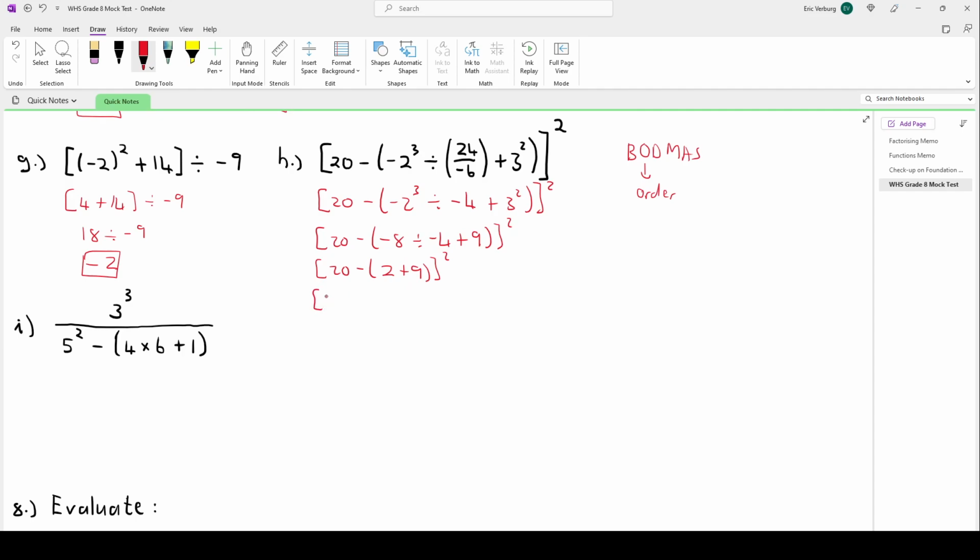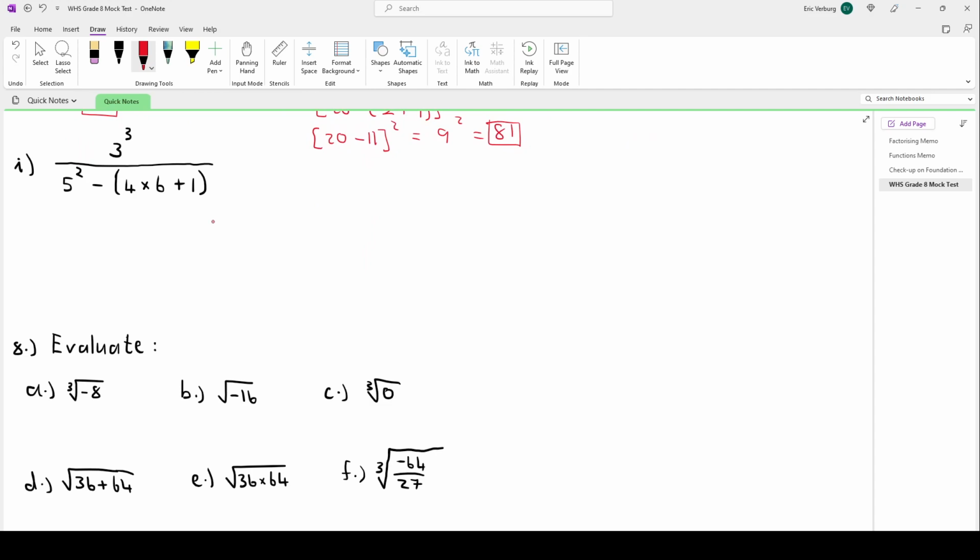So now we have 20 minus, and then 2 plus 9 is 11 squared. And then we just get 20 minus 11 is 9 squared. And that gives us 9 squared is 81. Okay, so see, it's not that difficult. It looks complicated, it looks intimidating, but you just do it step by step, follow your BODMAS rules.